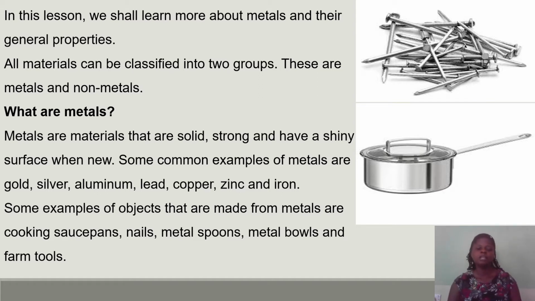Now some common examples of metals that we see around us are gold, silver, aluminium, lead, copper, zinc, and then iron. They are all examples of metals that we see around us. So all these metals, what are they used for? They are used for cooking pans, like you can see in the image, nails, spoons, bowls, and then farm tools. They are all examples of items produced out of metals.